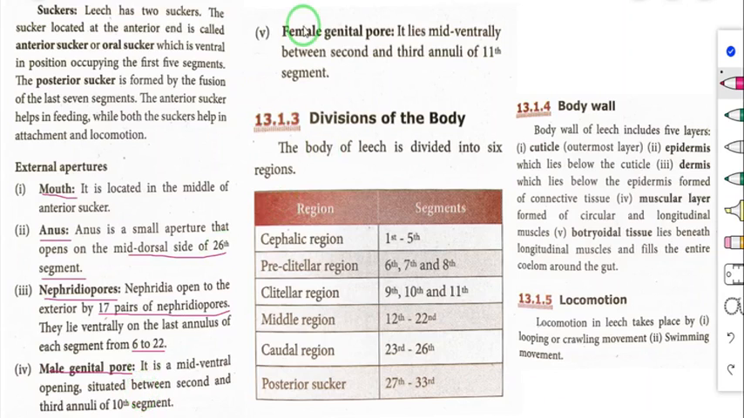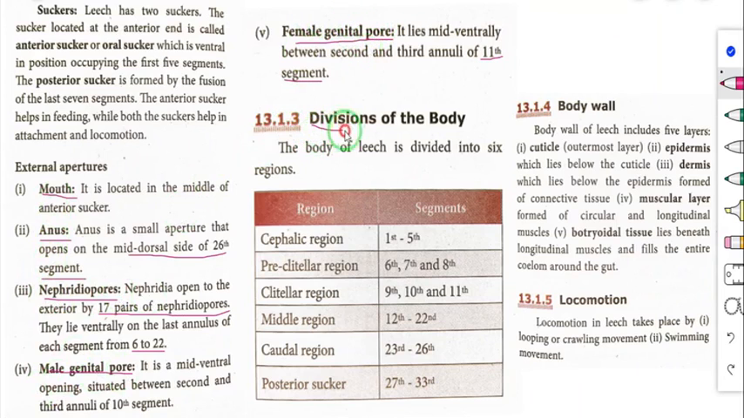Okay. The next one, female genital pore. It lies mid-ventrally between the second and third annuli of the 11th segment. So the female genital pore is located in the 11th segment, but the male genital pore is located in the 10th segment. Right? Okay, so external apertures: first one mouth, second one anus, third one nephridopores, the fourth one male genital pore, fifth one female genital pore. So these are the 5 external apertures.